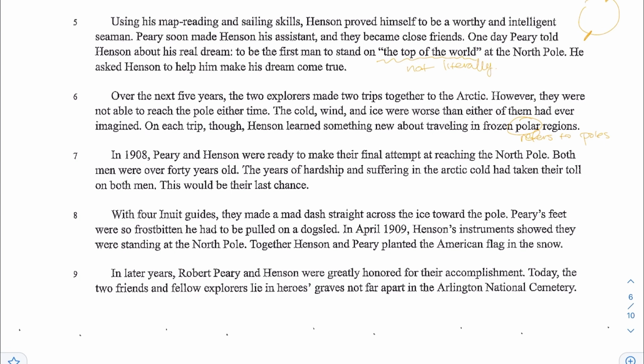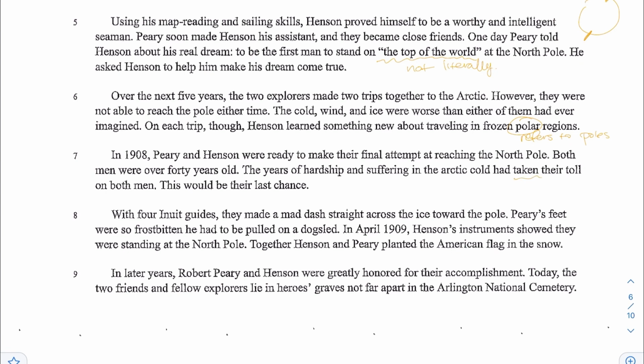Next, for paragraph 7, in 1908, Peary and Henson were ready to make their final attempt at reaching the North Pole. Both men were over 40 years old. The years of hardship and suffering in the Arctic cold had taken their toll on both men. This would be their last chance.